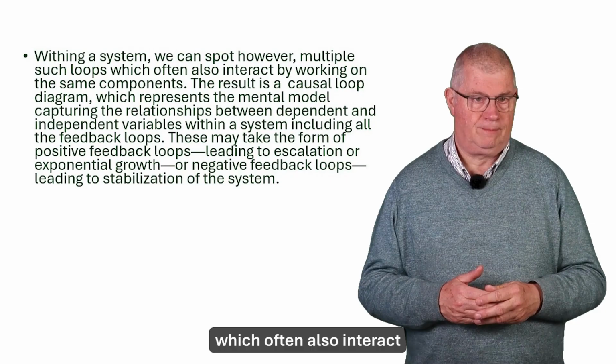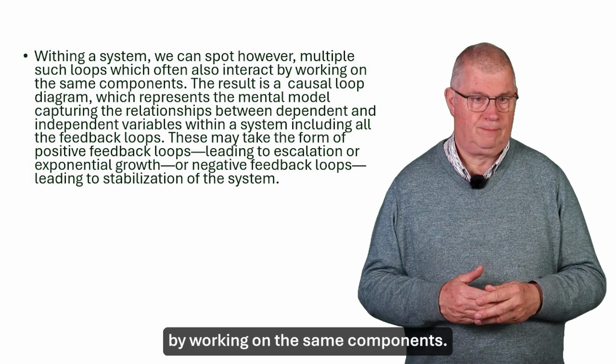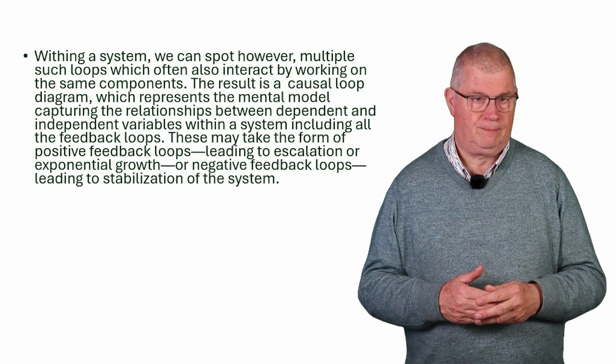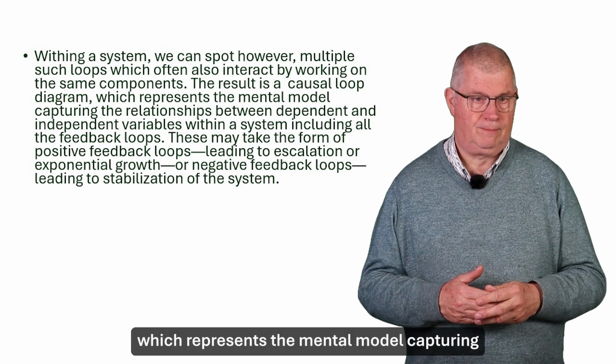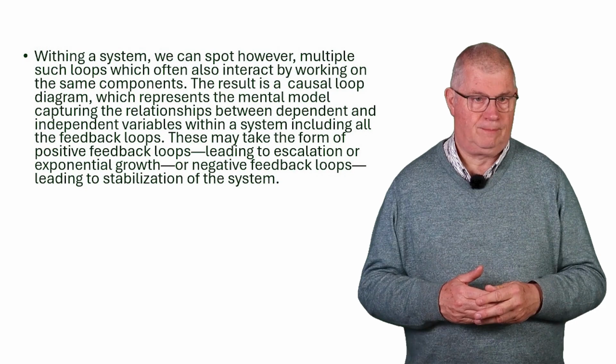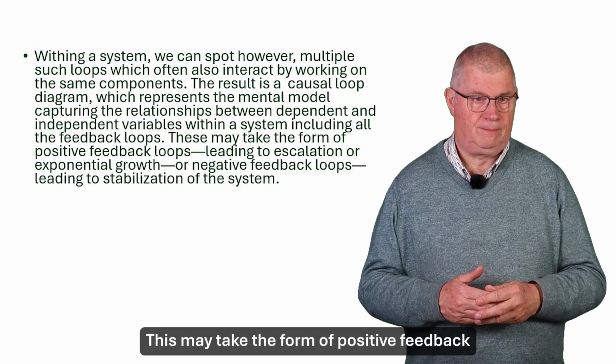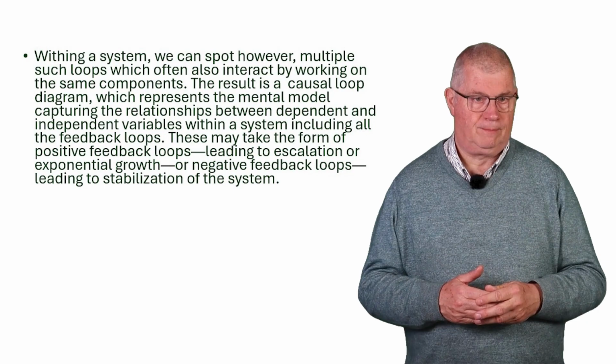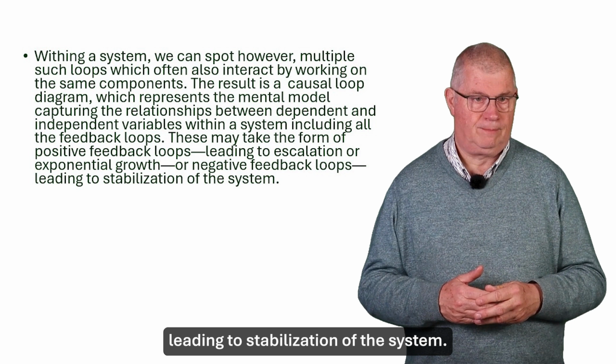which often also interact by working on the same components. The result is a causal loop diagram, which represents the mental model capturing the relationships between dependent and independent variables, including all the feedback loops. This may take the form of positive feedback loops, leading to escalation or exponential growth, or the form of negative feedback loops, leading to stabilization of the system.